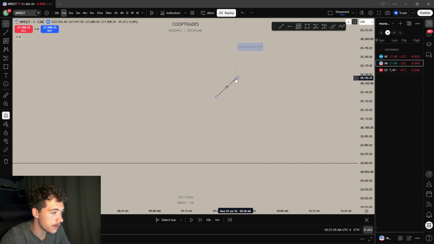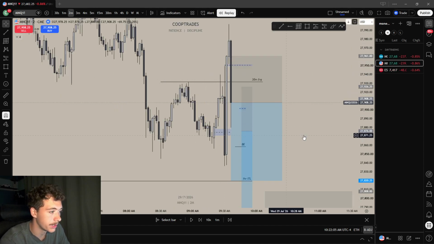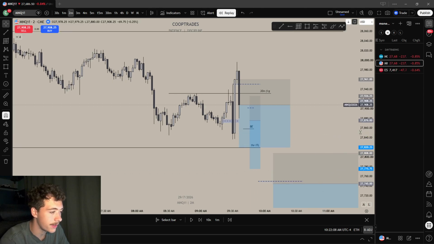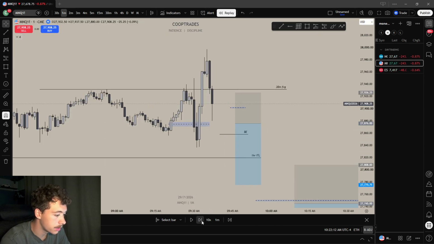And as we can see on this 2 minute here, we just don't have that. We have no generated liquidity. We just have one big candle up and then another big candle down. That's why I faded this 2 minute. However, I still ended up taking a short in here after this happened. So our NQ tapped this 1 minute fair value gap.